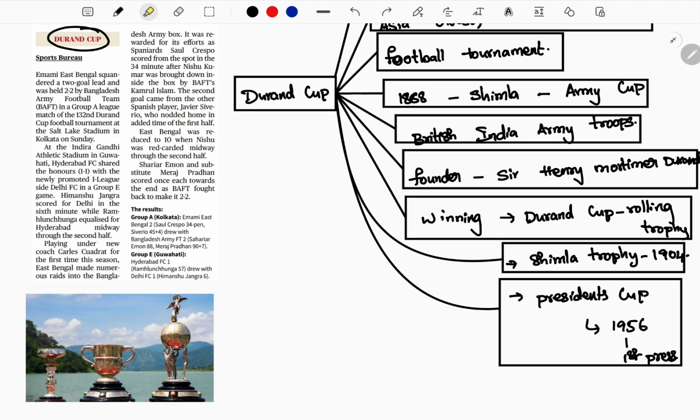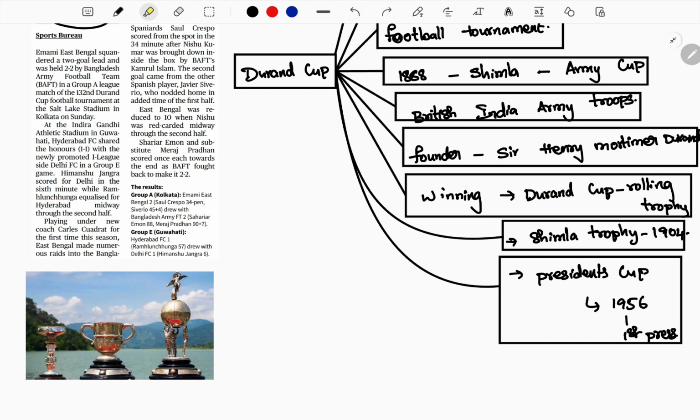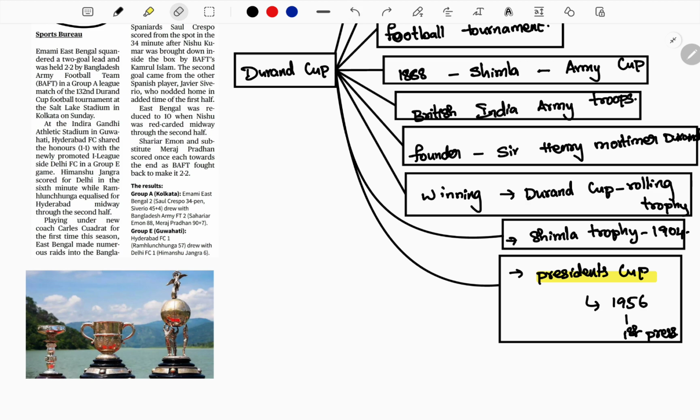person will get 3 cups, which means 3 trophies will be provided. One is the Durand Cup, which is a rolling trophy. Another is the Shimla Trophy, which was provided by the residents of Shimla in 1904, and from then it is provided as a rolling cup. One more is the President's Cup, from 1956, provided by the first President of India, Rajendra Prasad. So this is how the Durand Cup is connected and the provisions related to it.